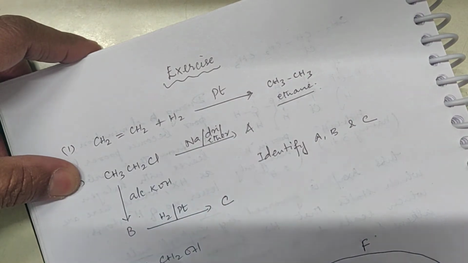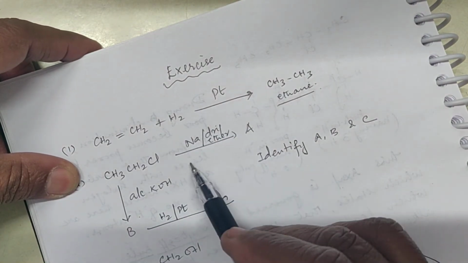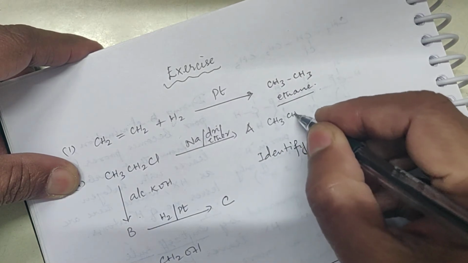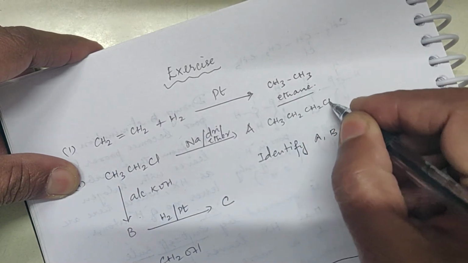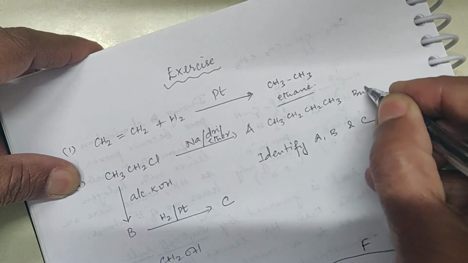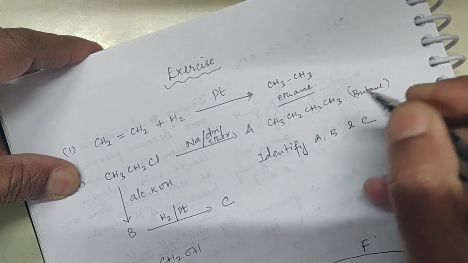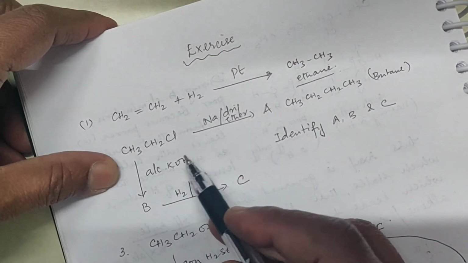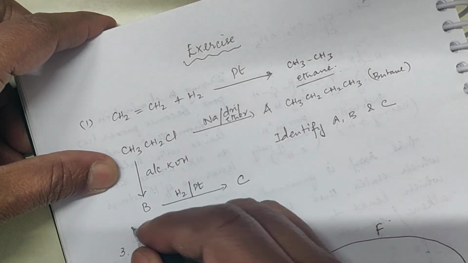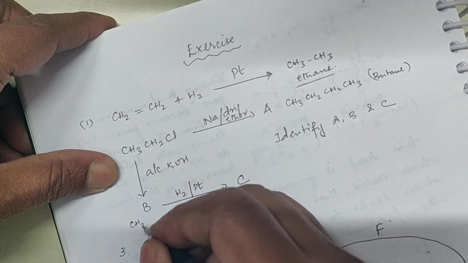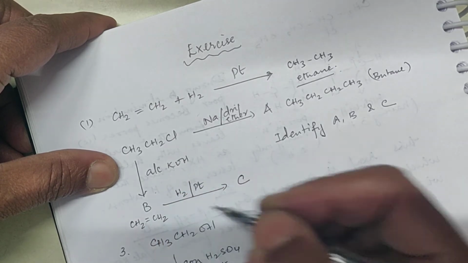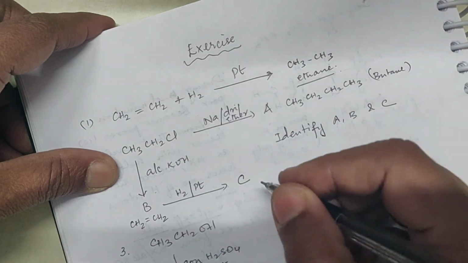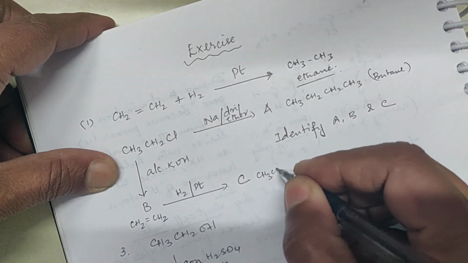Then ethyl chloride, if it is subjected to sodium and dry ether, that is Wurtz reaction, you will get CH3, CH2, CH2, CH3, that is butane. It will become double the number of carbon atoms. Then this is subjected to beta elimination. The product is alkene. Now this is subjected to hydrogenation. The product is ethane.